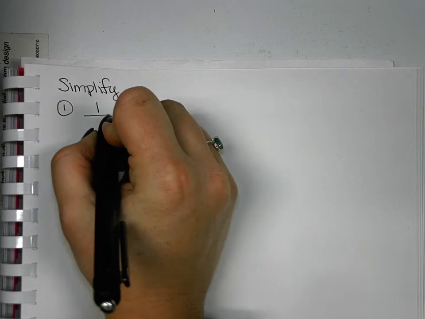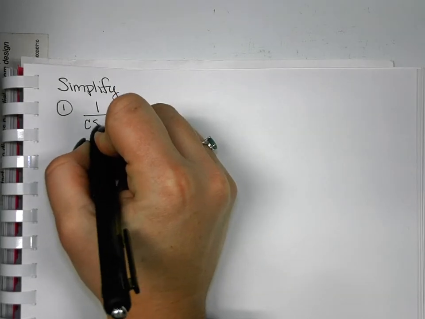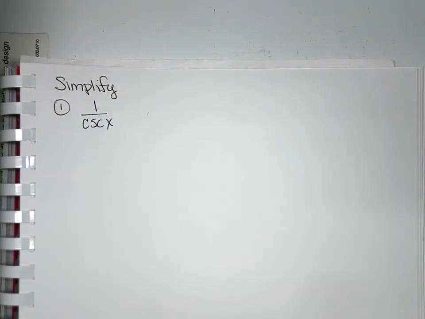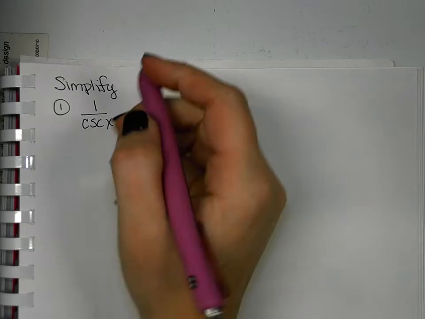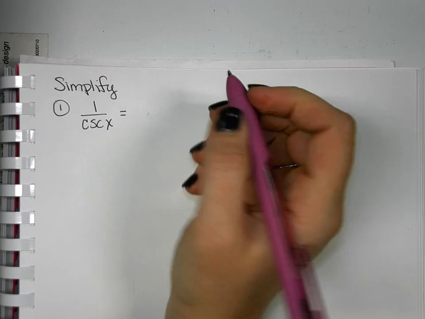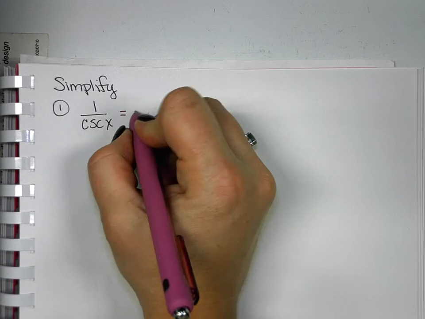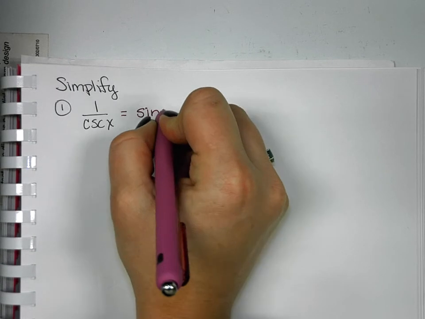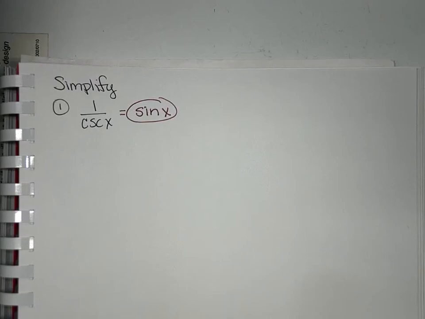So our first one is how can we simplify 1 over cosecant x? Well, that's one of our reciprocal identities. So how can that be simplified? By just setting it equal to its reciprocal identity. How to know when you're done simplifying is you should have as few trig functions as possible. And when you can't combine them or make it any less than what you have, that's when you know you're done.